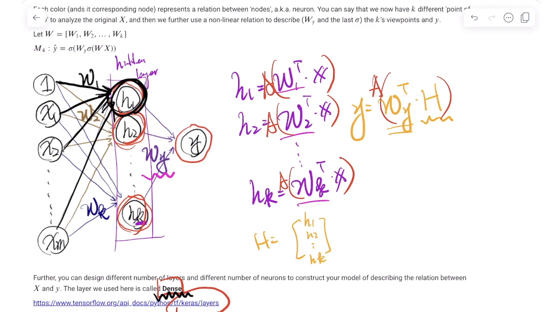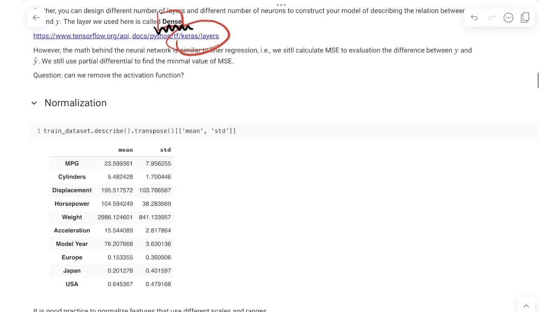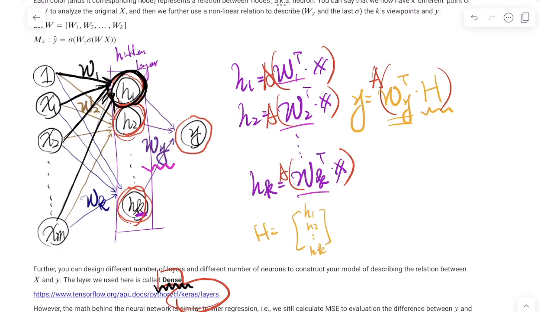Or we call it a dense layer, because it accepts all the information from the left-hand side to the hidden layers, to all the neurons in the hidden layers. That is called dense. Of course, there are several other different relationships between the left-hand side layer and the right-hand side layer, but for simplicity, most of the time we use a dense layer to accept all the information from the left-hand side to the right-hand side.